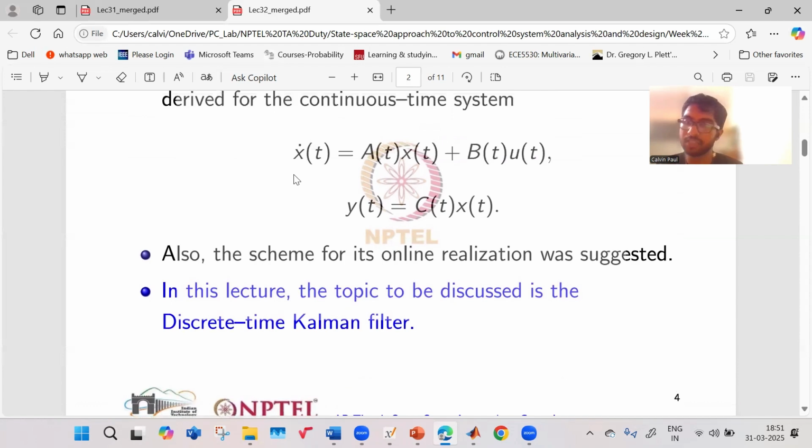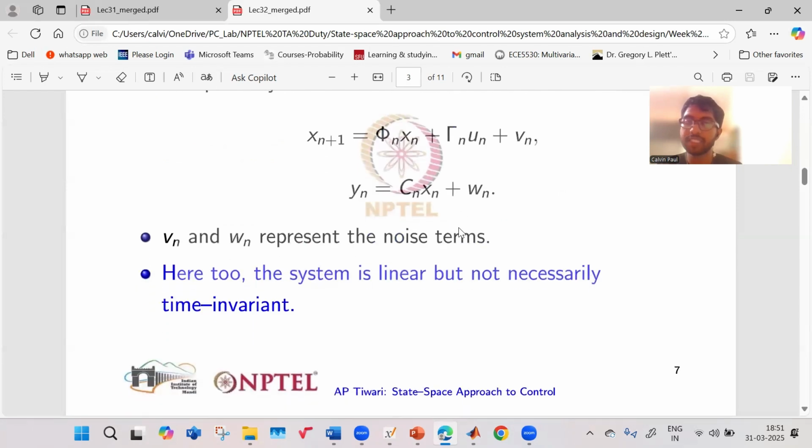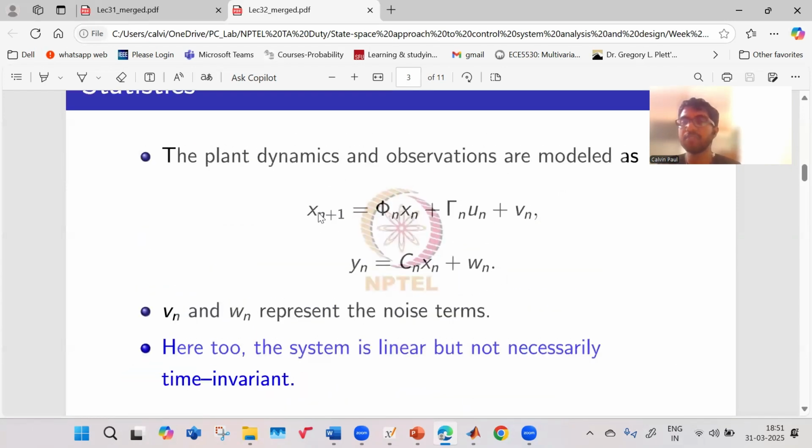We have the continuous equations x dot(t) = A(t)x(t) + B(t)u(t) and y(t) = C(t)x(t). When we discretize, we get x(n+1) = phi(n)x(n) + gamma(n)u(n) + v(n), and y(n) = C(n)x(n) + w(n). Here phi(n) can be obtained by discretization of the previous matrix, by first order or zero order approximation, and gamma can be found similarly. How to find this has been taught earlier.